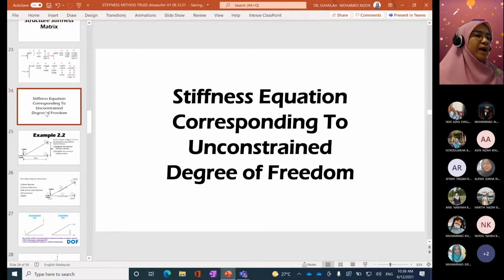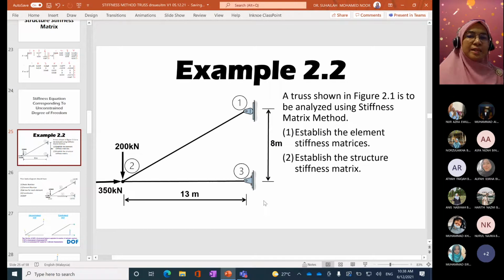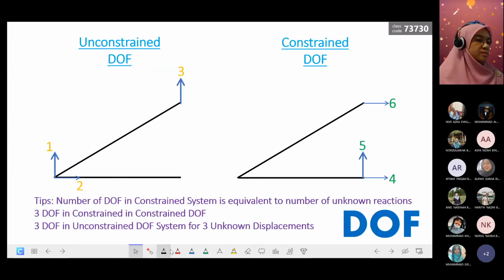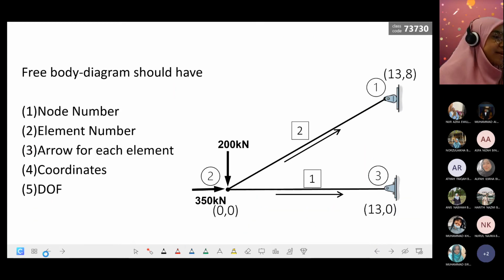Yang ni saya nak buang. Okay. Saya nak you faham dulu konsep stiffness matrix. Baru masuk yang equation. Okay. Baru masuk yang equation. So yang ini bila kita sketch, sebab yang ni kan. Okay. How many unknown reaction? By looking at the diagram, how many unknown reaction?